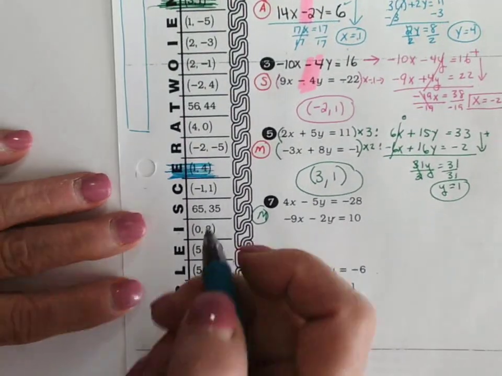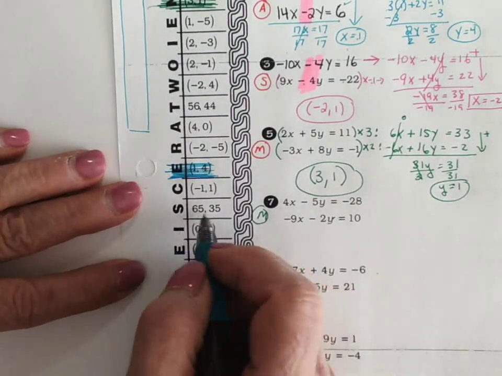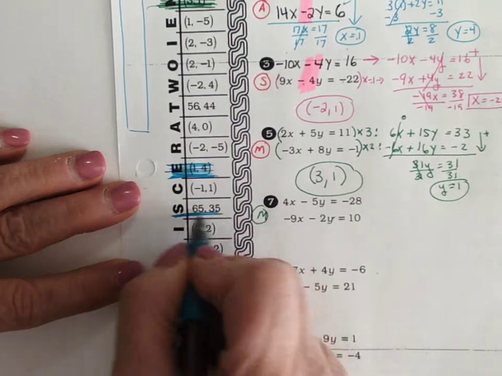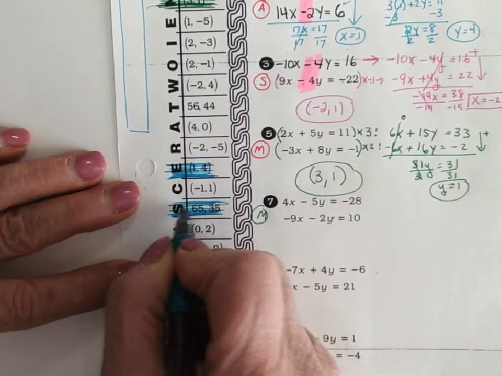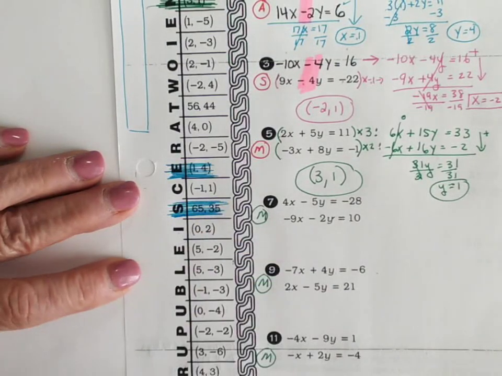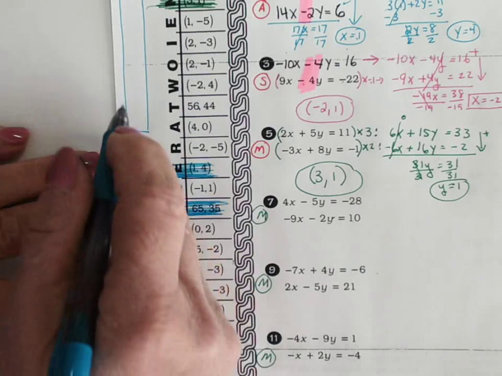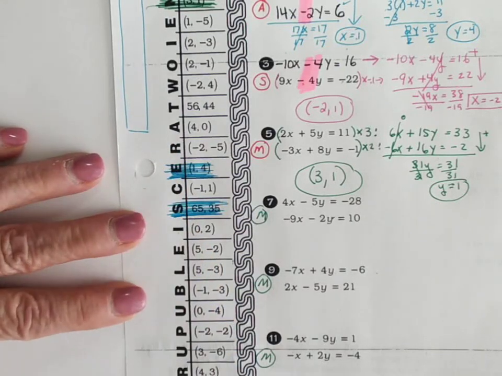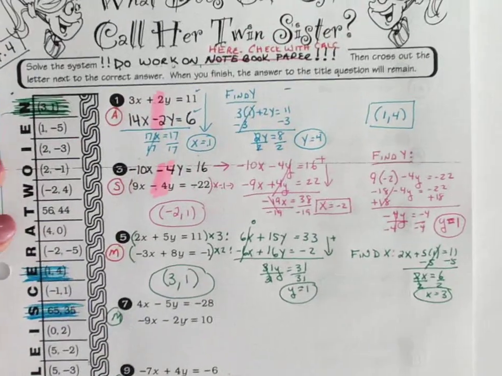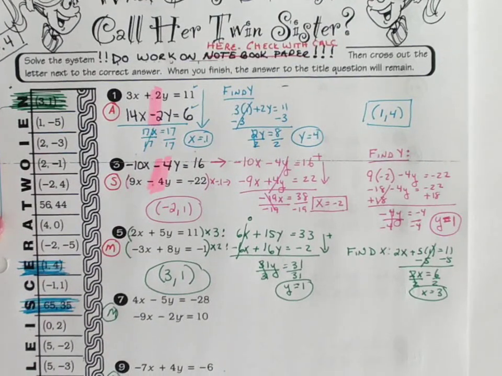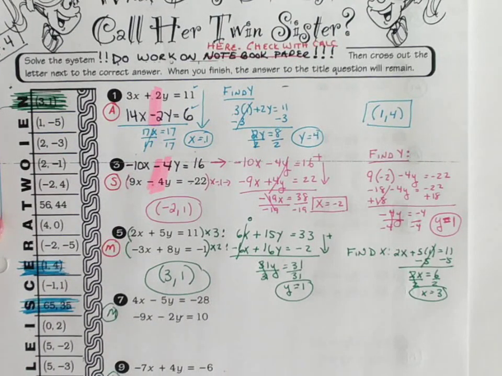Okay, so the only combination of 65, 35 is right here. Okay, so remember the letters that are left are the answers to this puzzle. If you go back and look at these problems, here are the answers to 1, 3, and 5.